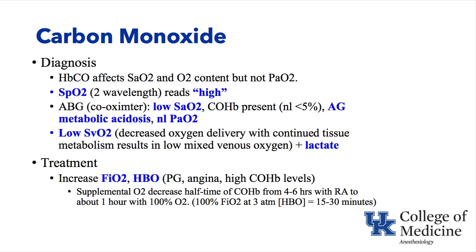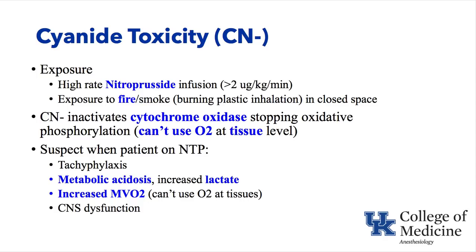If you give supplemental oxygen to a patient with carboxyhemoglobin, you can decrease the half-time of carboxyhemoglobin from 4 to 6 hours, that is with room air, down to about an hour with 100% oxygen. If you give them 100% oxygen at 3 atmospheres in a hyperbaric chamber, you can reduce that down to about 15 to 30 minutes. Therefore, if you need to rapidly decrease the amount of carboxyhemoglobin in a patient, hyperbaric oxygen is a treatment. Cyanide toxicity is the next topic.